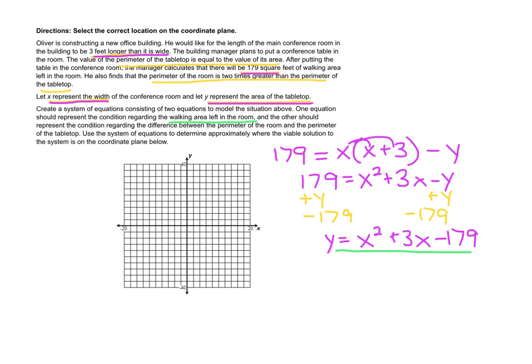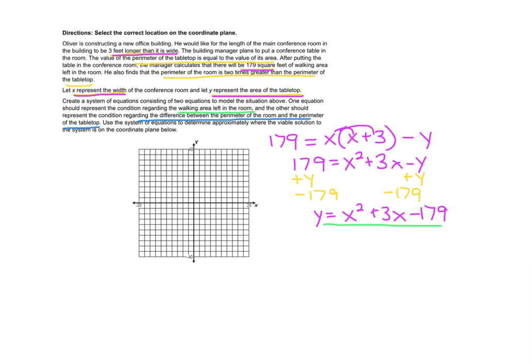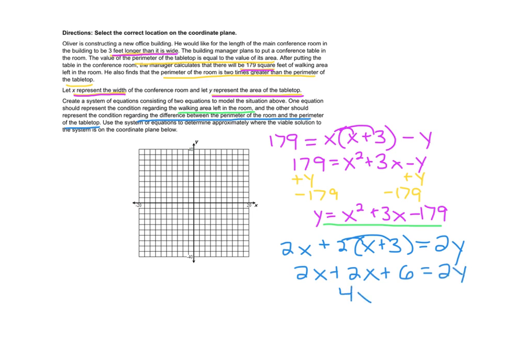So now we need to create our equation regarding the difference between the perimeter of the room and the perimeter of the tabletop. So as we take a look at that, we got to remember that the perimeter is 2 times greater than the perimeter of the tabletop. So as we put together our lengths, and it's 2 times the tabletop this time. Now let's go ahead and simplify here. So we get 2x plus 2x plus 6 equals 2y. So 4x plus 6 equals 2y.